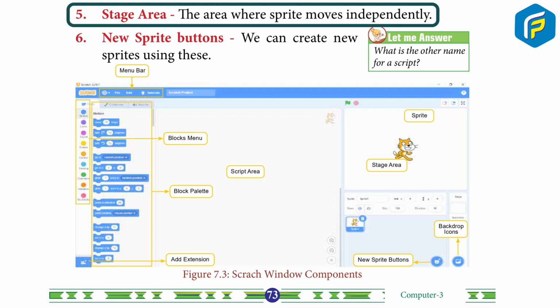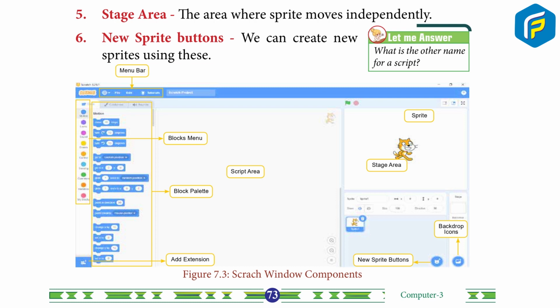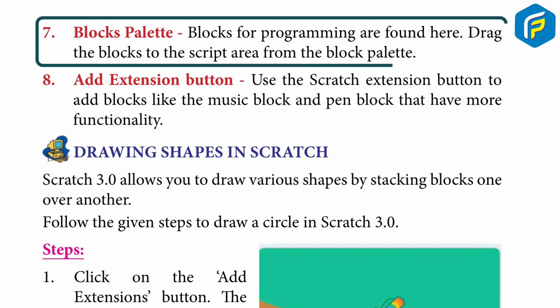5. Stage area. The area where sprite moves independently. 6. New sprite buttons. We can create new sprite using these. Let me answer. What is the other name for a script? 7. Blocks palette. Blocks for programming are found here. Drag the blocks to the script area from the block palette.